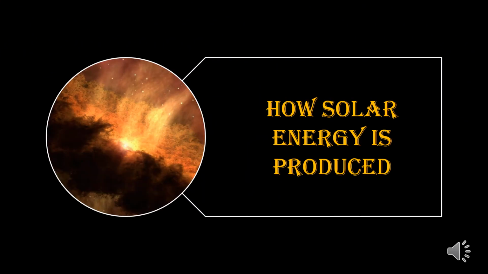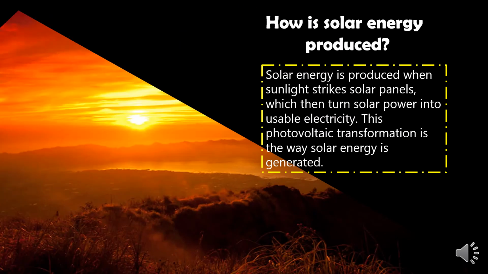I'm Divya. I'm going to talk about how solar energy is produced. So, how is solar energy produced? Solar energy is produced when sunlight strikes a solar panel, which then turns solar power into usable electricity. This photovoltaic transformation is the way solar energy is generated.